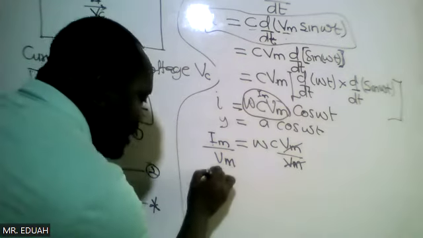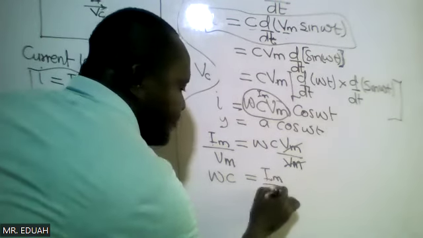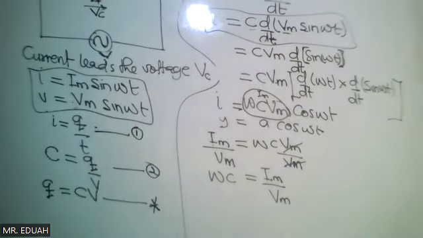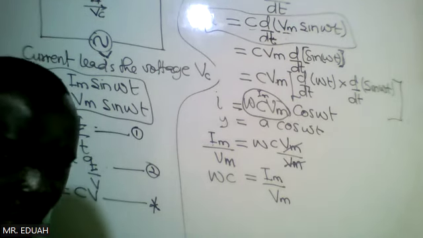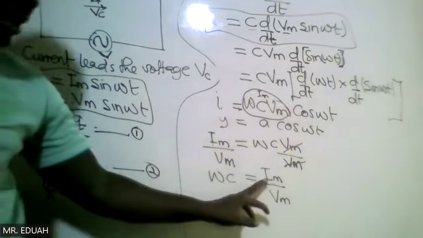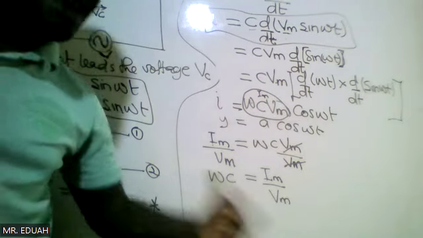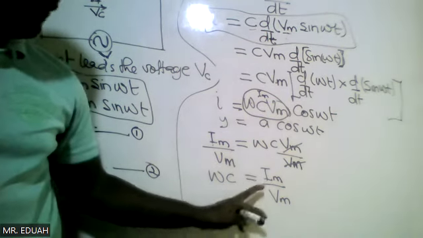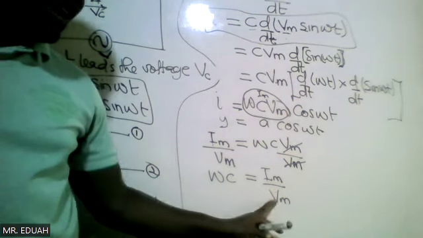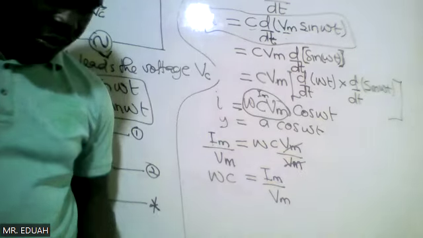So we have omega C is equal to Im over Vm. But current and voltage, we always express in RMS value. So please express maximum current and maximum voltage in RMS value for me. Start work. Do it and then give me whatever you had for I maximum and V maximum in terms of RMS value.